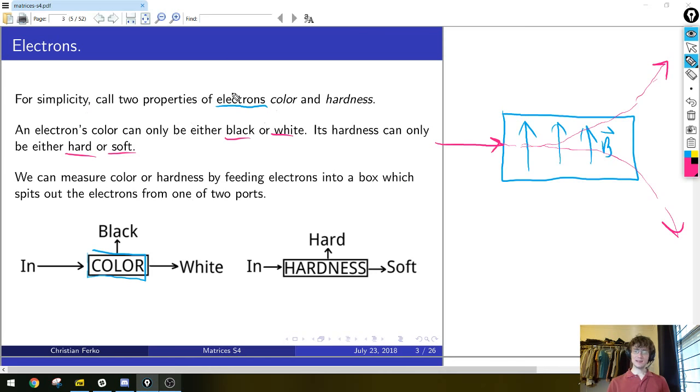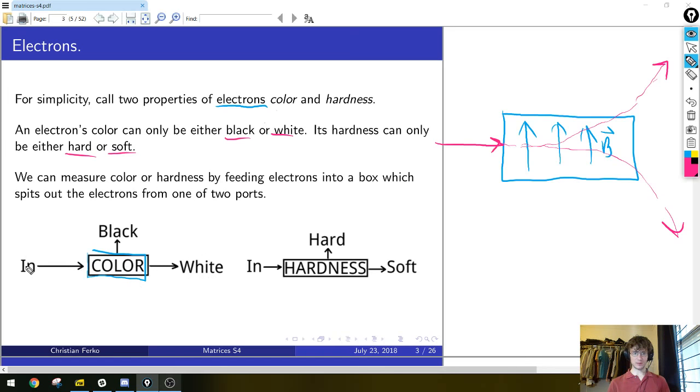And the point is that we can measure those two properties, color and hardness, by shooting the electrons into one of these boxes, which in reality have a magnetic field, but we can abstract that away and just think of them as filtering out electrons and shooting out one of two ports, a top port and a side port, so that all of the electrons with one property leave one port, and all of the electrons with the other value of that property leave the second port.